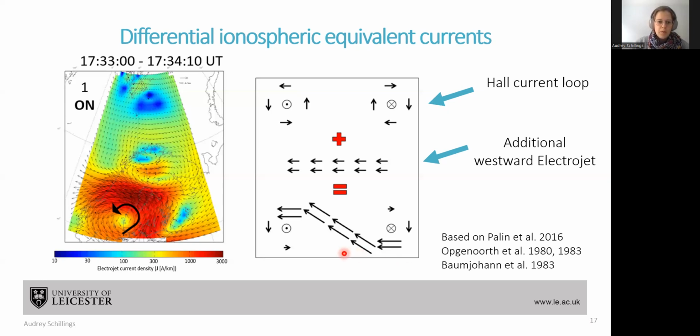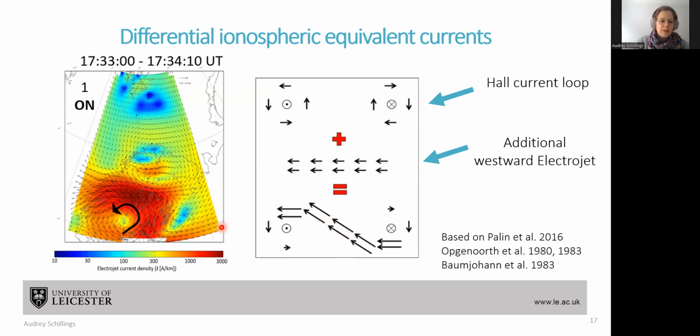And on the left, you have a picture of how it looks. In this case, it's taken from the FMI website, the Finnish Meteorological Institute in Helsinki. And then you can see this schematic of what is actually happening. You have a whole current loop over here, and to this current loop, you add an enhanced westward electrojet.